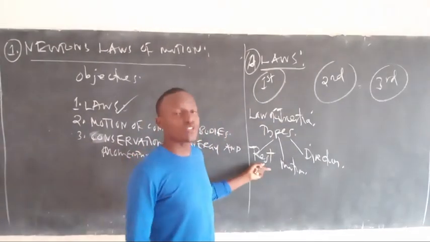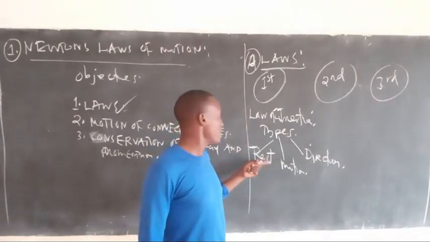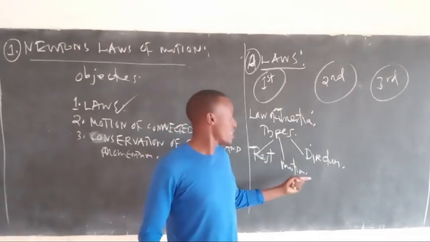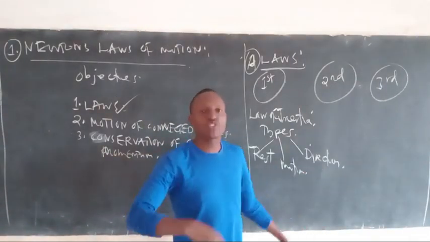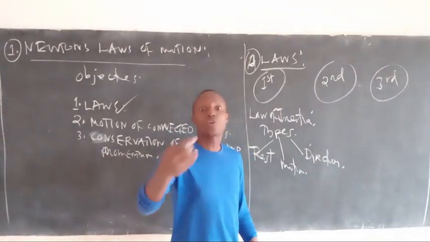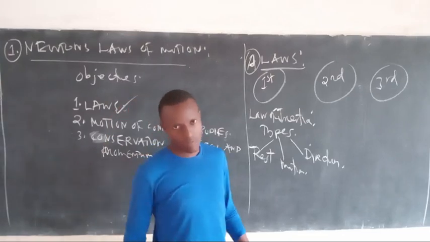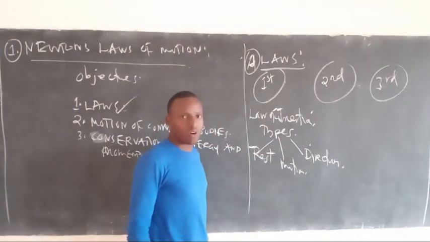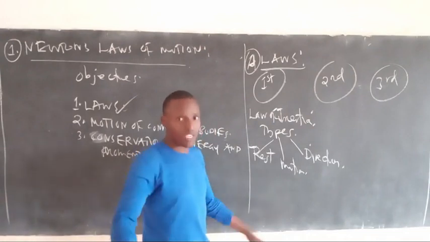The resistance to change the state of rest is called the inertia of rest. The resistance to change the state of motion is called the inertia of motion. And the resistance to change the direction of the motion is called the inertia of direction. Can you give examples of inertia of rest? You need to have a lot of examples.